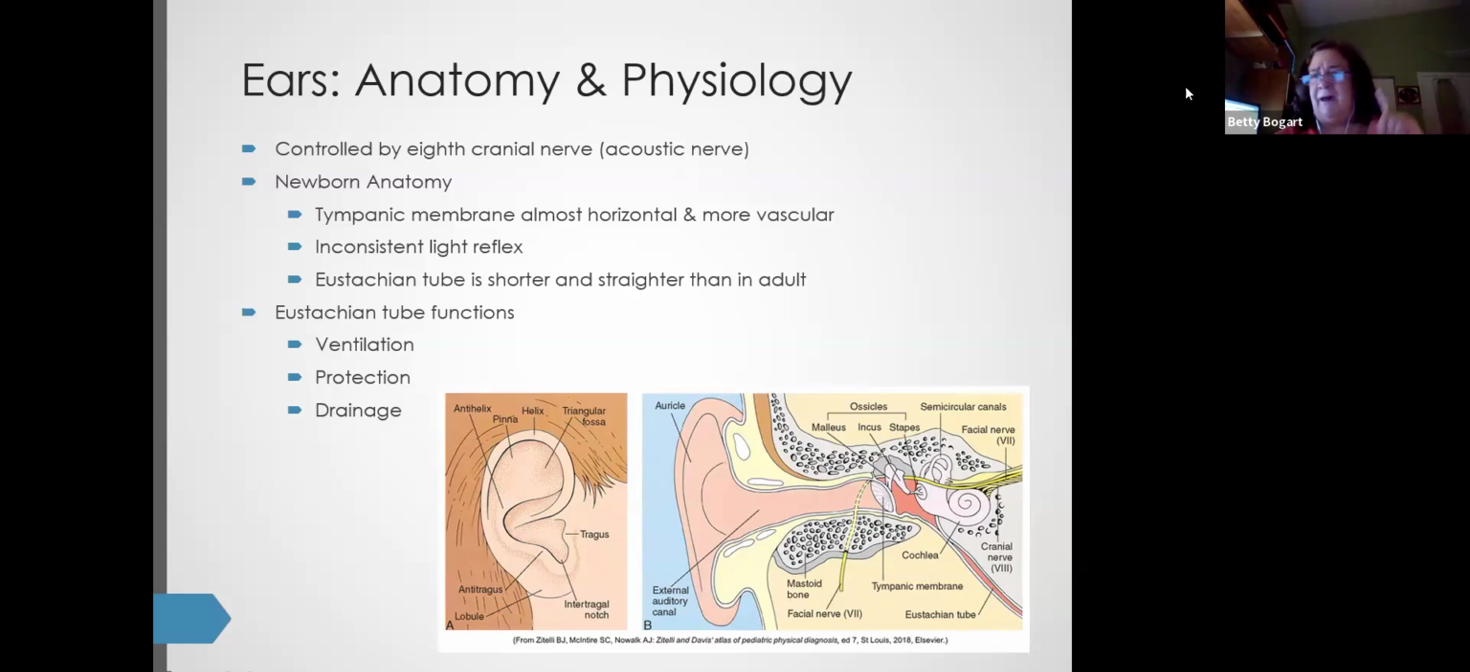And remember the thing about why we get these ear infections in small children. The tubes are short, bigger, and straighter. So that mucus can go straight up into the inner ear and cause problems. What does a eustachian tube do? Well, it's ventilation, protection, drainage, and it has to do with a lot about your balance too.